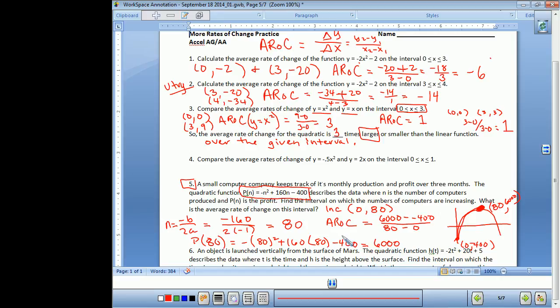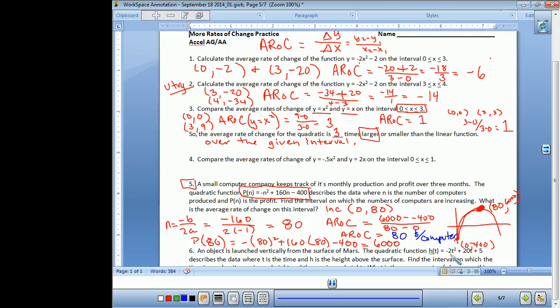So we get an AROC, an average rate of change, over this interval from 0 to 80 of 80. I'm going to switch colors to blue so it stands out. But this is a word problem, and with a word problem we ought to be able to give a unit. 80 what? Computers. Okay, so what do these top numbers represent? Money. That's our profit per computer.